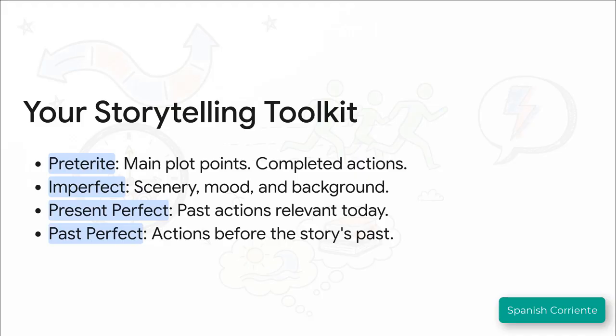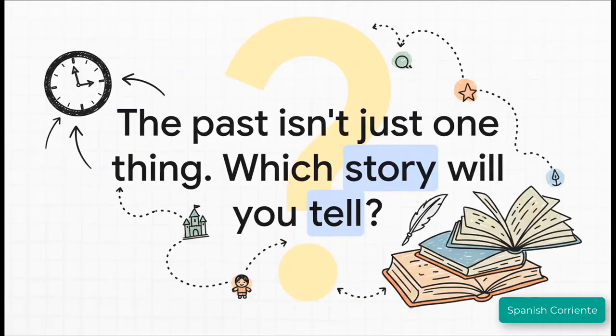You've got the preterite for the plot points, the imperfect for the scenery, and the perfect tenses for adding those extra layers of time. The next time you go to tell a story, just ask yourself, am I moving the plot forward or am I painting the picture? Your answer tells you exactly which tense to use. Because at the end of the day, the past isn't just one single thing. And choosing your tense isn't just about following grammar rules. It's a creative choice. It's about deciding what you want to emphasize. You're the storyteller. You get to decide how the past is seen and felt. So, which story are you gonna tell?